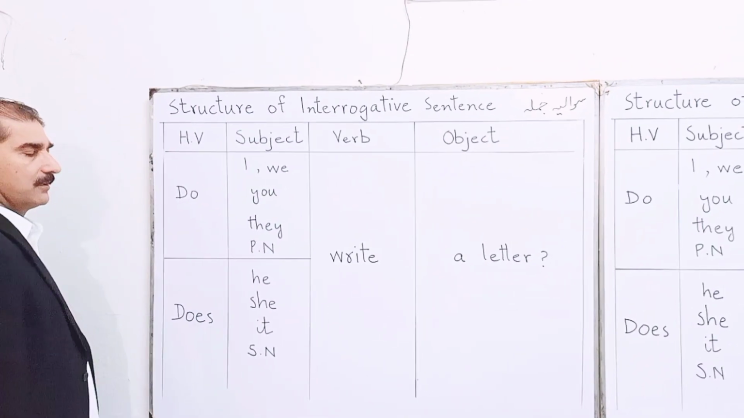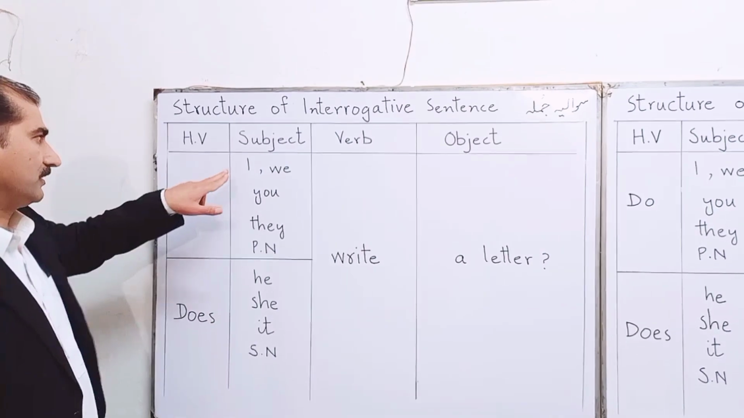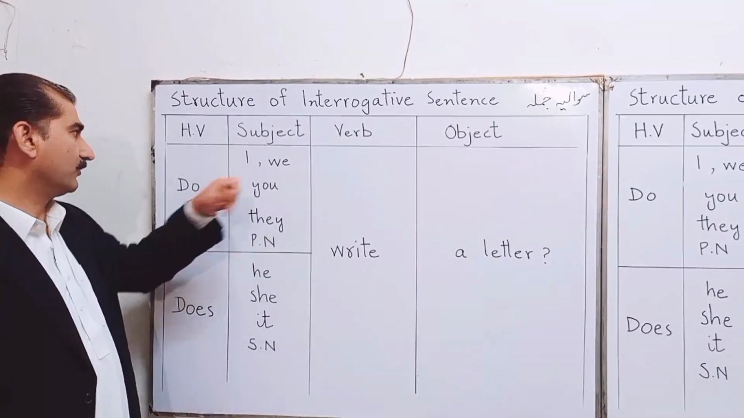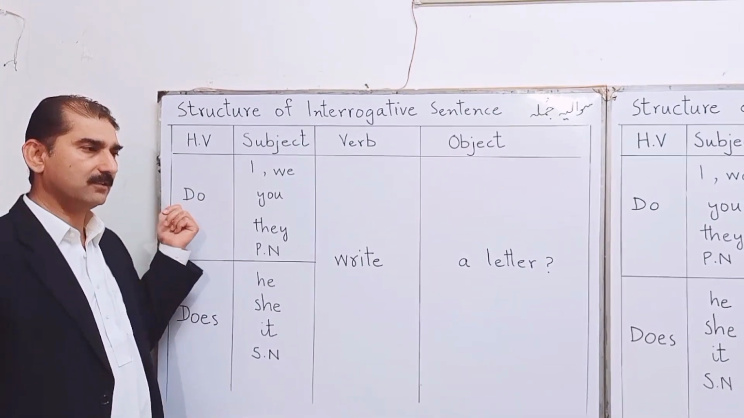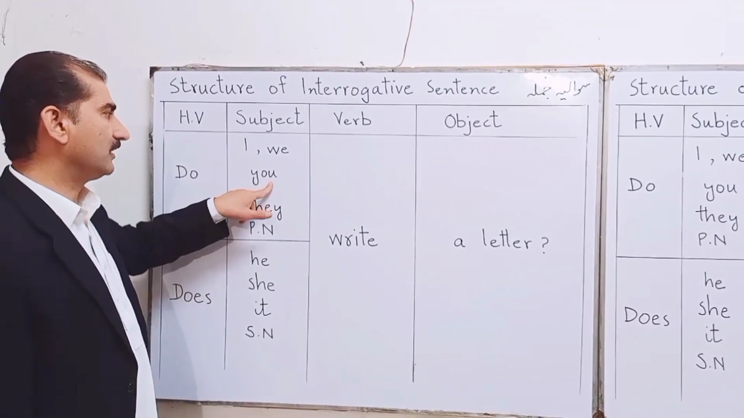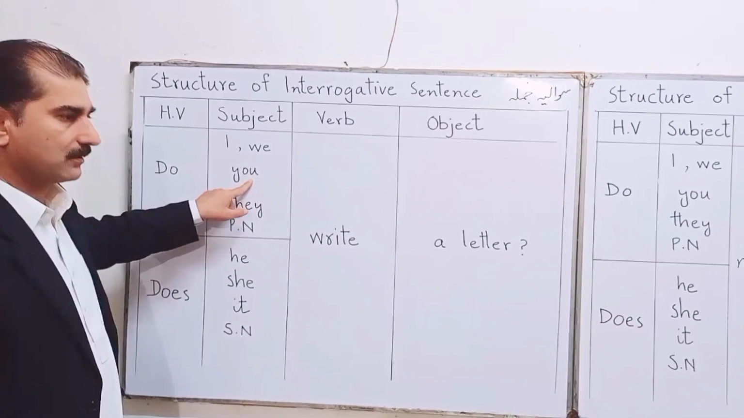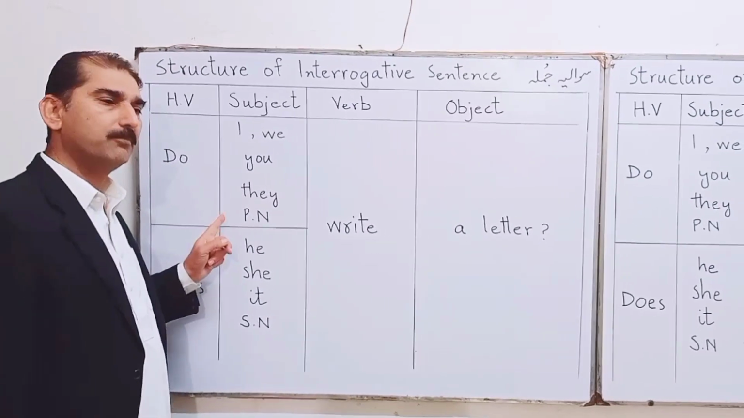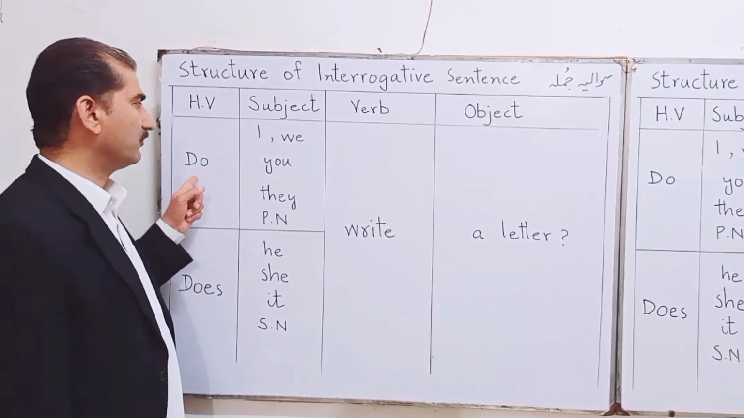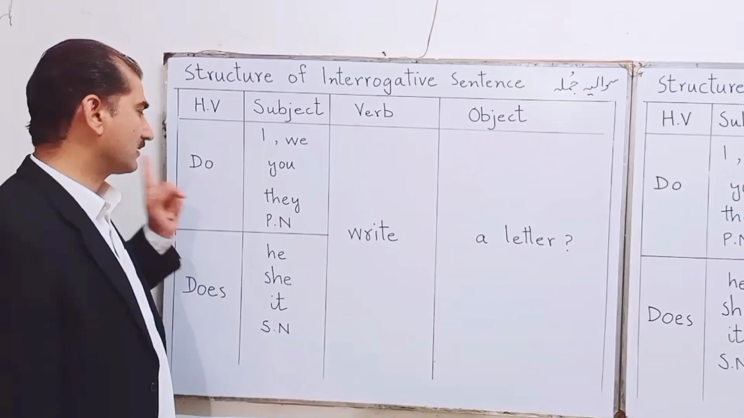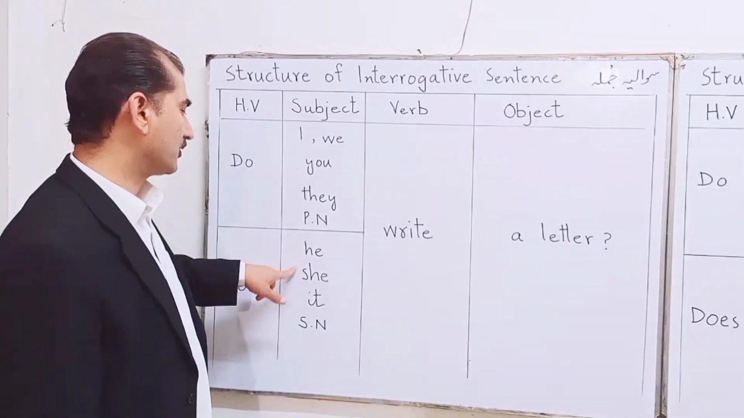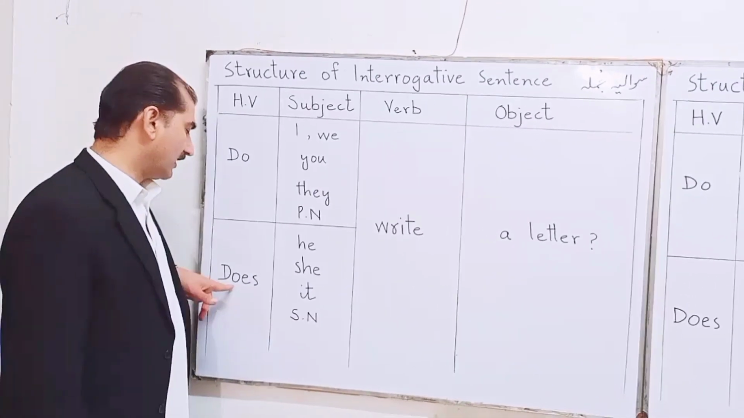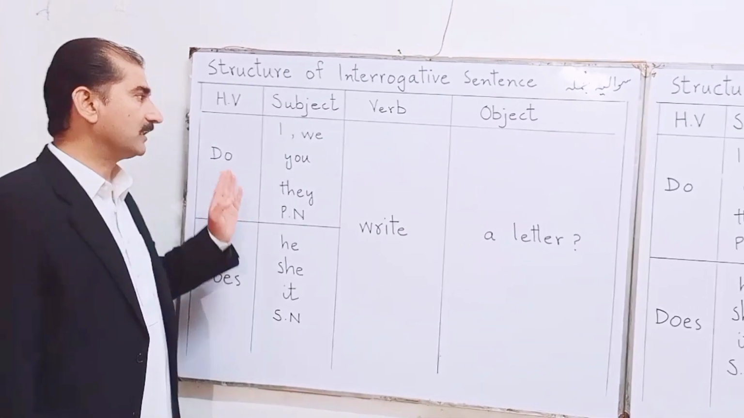Now pay attention to this detail. If our subject is first person pronoun, that is I or we, we will use the helping verb do at the beginning of the interrogative sentence. Similarly, if our subject is second person pronoun, that is you, or third person pronoun they, or some plural nouns, then we will use the helping verb do at the beginning of the sentence. And if our subject is he, she, it, or some singular noun or third persons, then we will use the helping verb does over here.